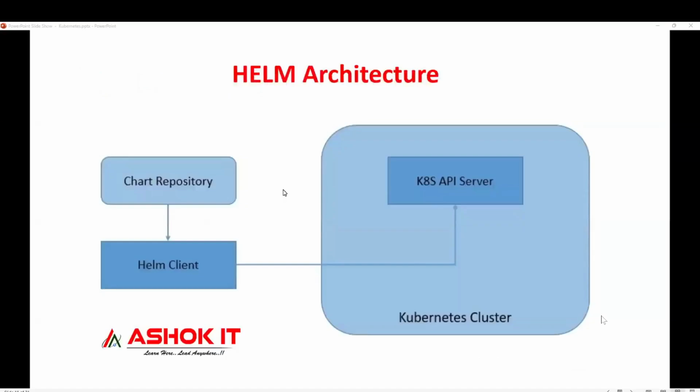Good. Helm architecture, can you see this, guys? In the chart repository, a lot of charts will be available. Then Helm we will install in the cluster. When we download the chart from the Helm client and execute it, we send the request to the Kubernetes API server, and the API server will take care of that.